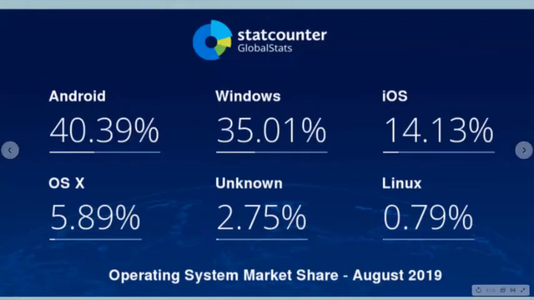Now, what we see here is the operating system market share for August of 2019. It shows here that Android is leading with 40.39% of total shares, with Windows at a close second at 35.01%, whereas at the very bottom is Linux with 0.79% of the total market share.